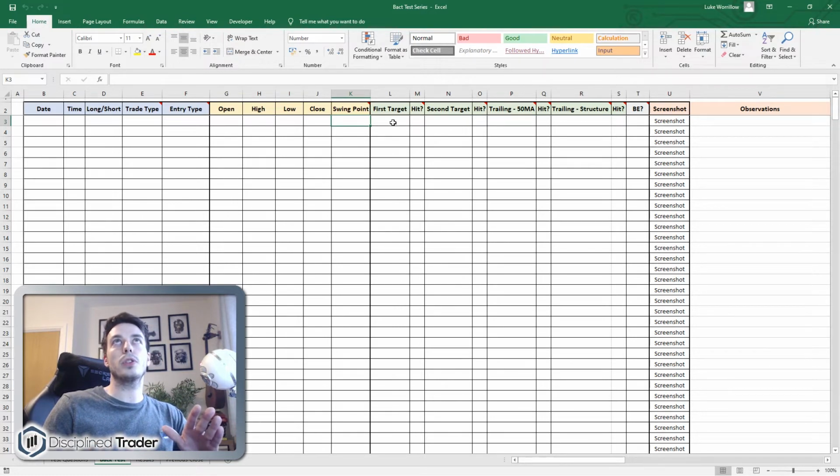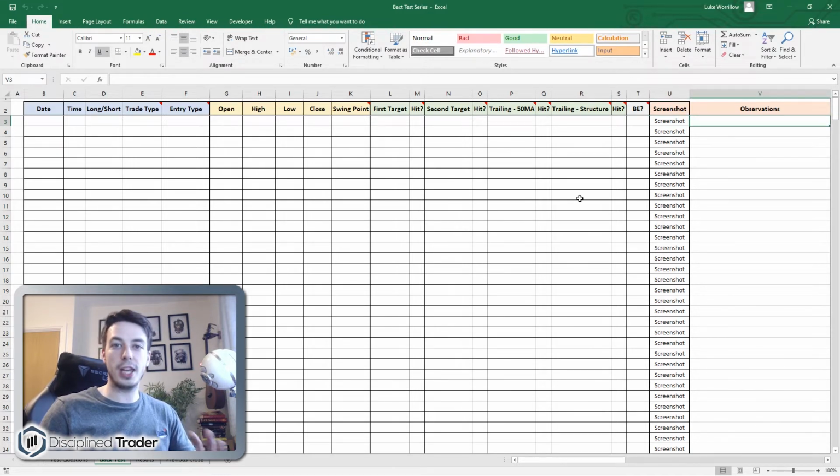Then this is how I'm going to structure different targets. I'm going to have a first target, a second target, a trailing target, which is going to be the 50 MA, and then a structure trailing target, which I will talk you through as and when we get to that point. And then a possible break even method as well. And then for each trade, I'm going to include a screenshot and any observations.